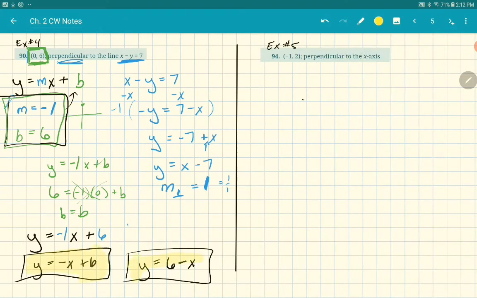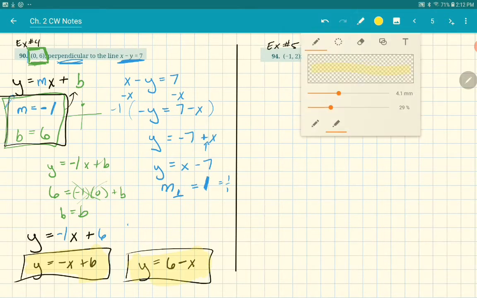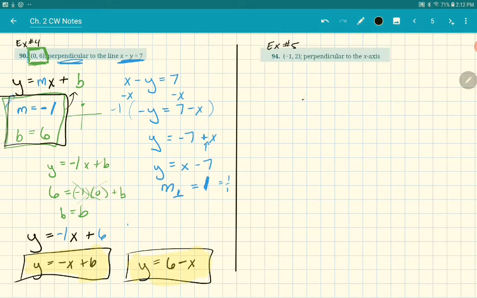So either of those answers are correct, and they say the same thing. All right, let's try another example. This time I'm perpendicular to the x-axis. Okay, so the x-axis is this line right here. That means the slope equals 0.